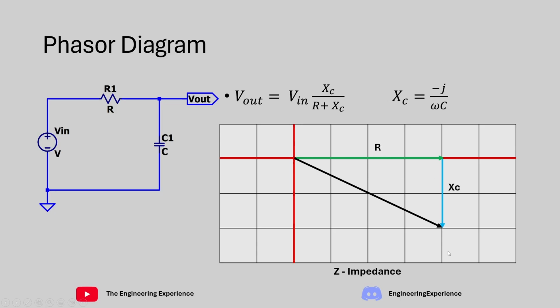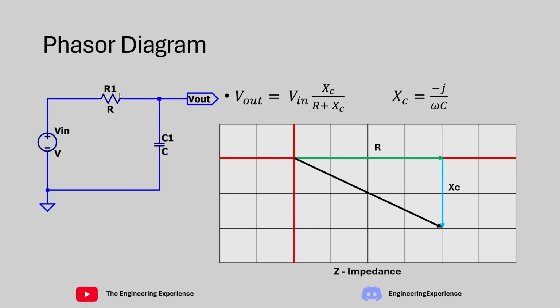Using the phasor diagram, we can make it easier to calculate the total impedance of this circuit, which is the hypotenuse of this right angle triangle. You've got a right angle here. This is going negative due to this sign over here, and then we've got the real section from the resistor over here. Looking at Pythagoras' theorem, the hypotenuse is equal to the square root of R squared plus XC squared.